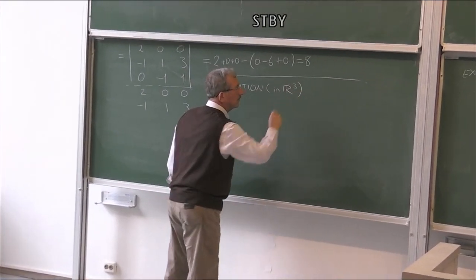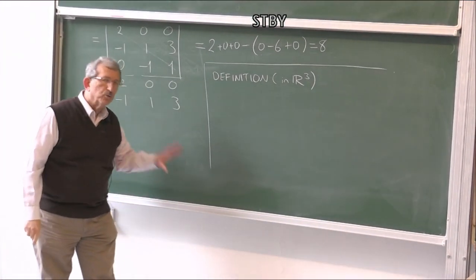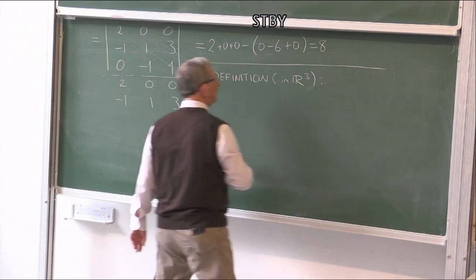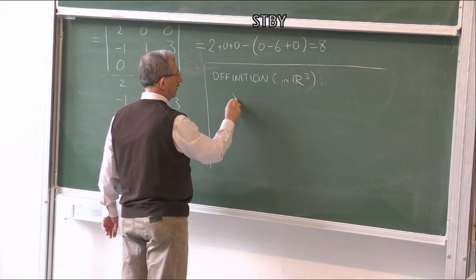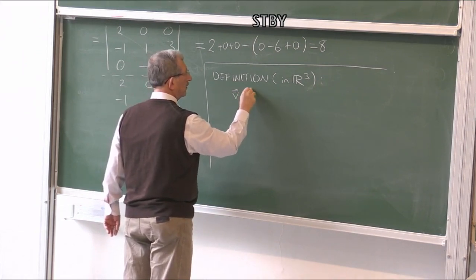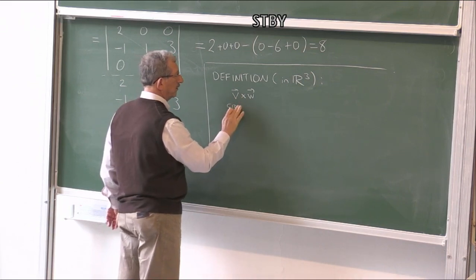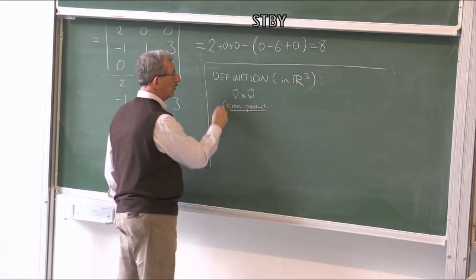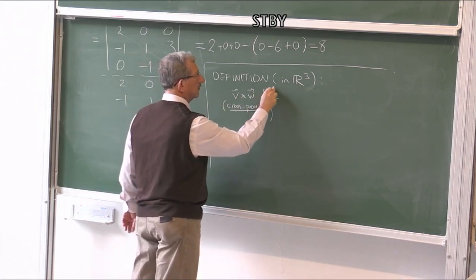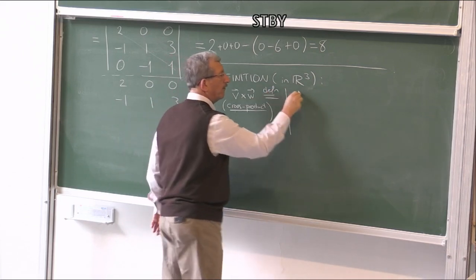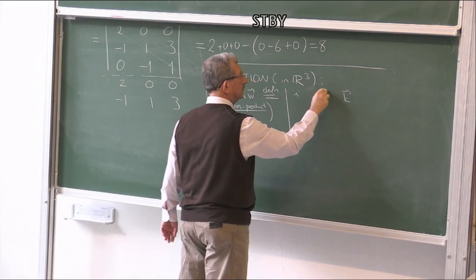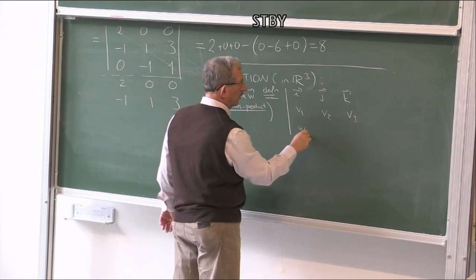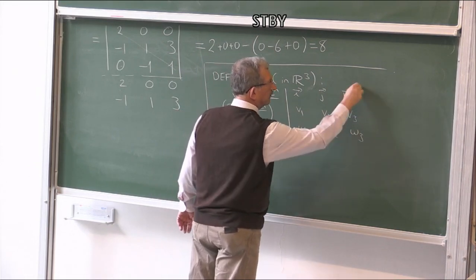This is valid only in R3 or R2, as we will see in a minute. Okay. We define the cross product, or the vector product, to be the determinant of i, j, k vectors times v1, v2, v3 here, and w1, w2, w3 here.